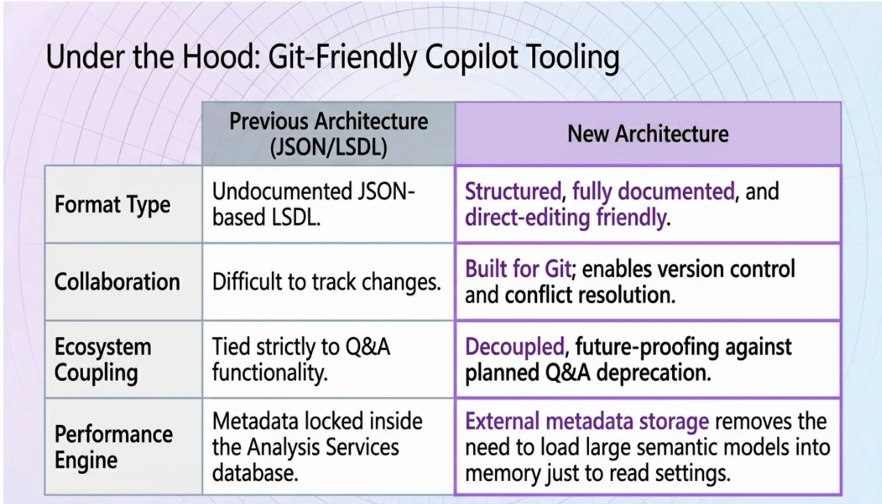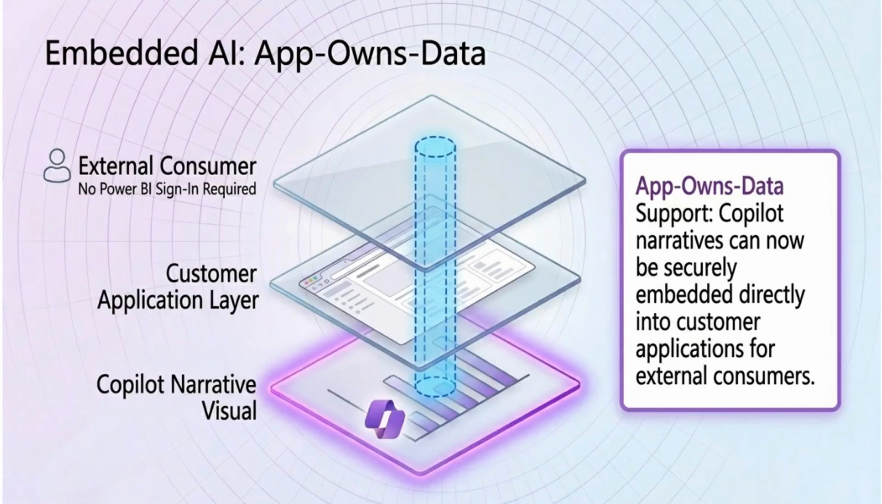We also have this really fantastic bundle of AI and exploration tweaks. You can now set focused perspectives so your report consumers aren't overwhelmed by massive data models. They just see the tables and fields they actually need. Matrices will now auto-expand when new fields are added. You can toggle totals on or off right from the toolbar, and all that beautiful formatting you applied during authoring, it now carries over directly into the Explorer view. Plus, the Copilot narrative visual now supports the app owns data scenario. That means you can embed narratives into customer apps without requiring those consumers to sign in. It just makes the whole experience wonderfully frictionless.